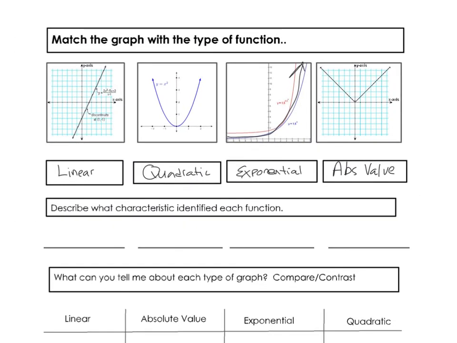All right, those are the characteristics for each function. This is the straight line, the horseshoe, and it's a curve that's either going up or down, not both, and the V-shaped.